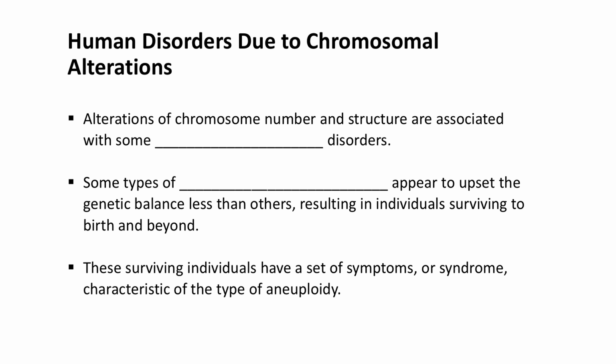Alterations of chromosome number and structure are associated with some serious disorders. Some types of aneuploidy appear to upset the genetic balance less than others. This results in individuals who can survive to birth and beyond. These surviving individuals have a set of symptoms or syndrome that is characteristic of the type of aneuploidy.